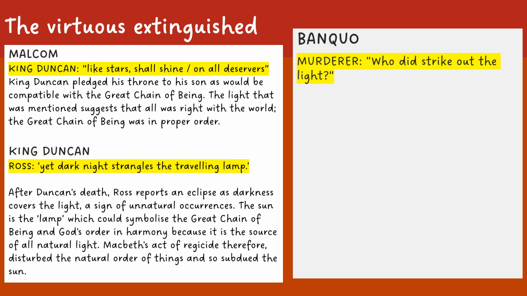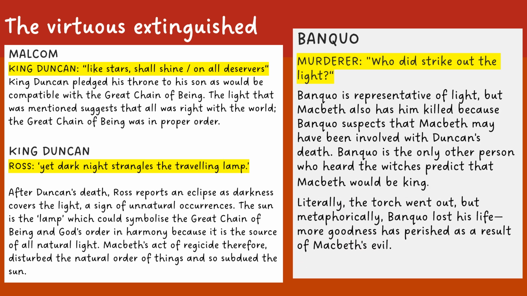We then have the murderer. Through the chaos of the attack on Banquo, the torch goes out and the murderer says, "Who did strike out the light?" So what we have here is that Banquo himself is representative of light and virtue, and because he has been murdered by Macbeth, okay, it's this idea that the torch has been extinguished and therefore it shows that Banquo has lost his life and that goodness and morality has therefore perished due to Macbeth's evil nature.